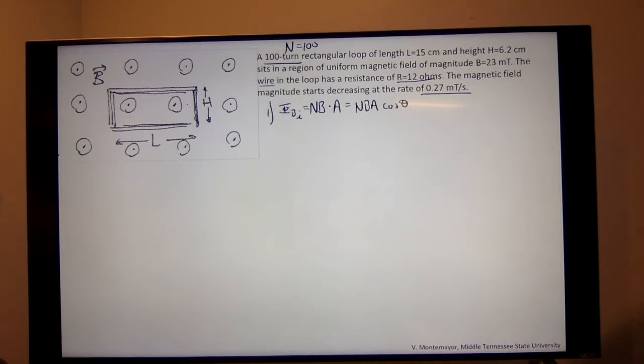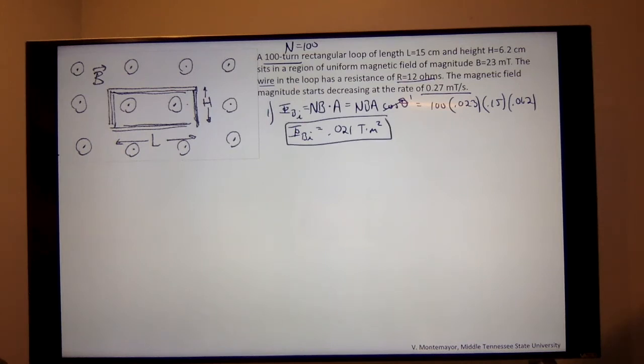But in this particular case, theta is 0 because the magnetic field and the area vector, which would be out of the screen, are in the same direction. So cosine is just going to be 1. So I have 100 times 0.023 times the area, which will be 0.15 times 0.062. So we can find this initial magnetic flux. It's 0.021 Tesla times meter squared. Again, it's magnetic field times area, so Tesla meter squared. So that's the initial magnetic flux.